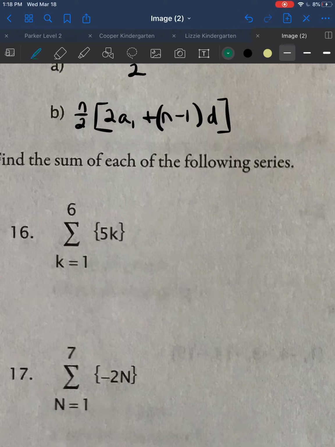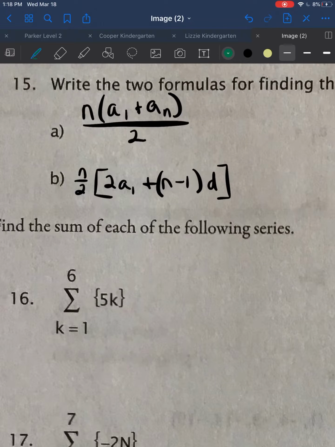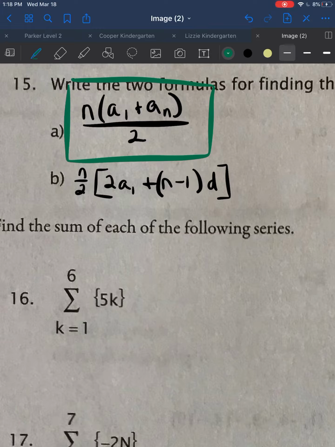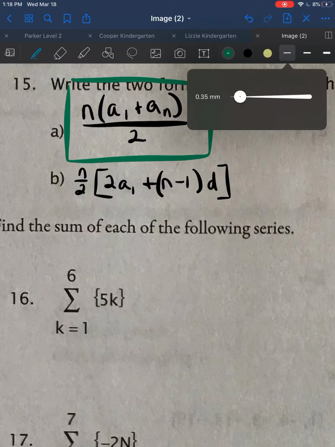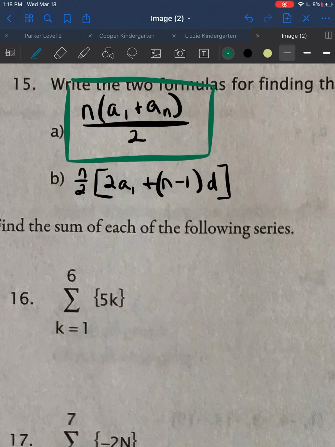Okay, number 1, I'm going to start by using this formula up here. This is where I'm going to base my information off of. I'm going to make my pen smaller. First, we need to know what a sub 1 is and a sub n is, so we can use the formula. This 6 up here is my n. So first we need to find a sub 1. That is the first term. So if we plug 1 in for k, that's where we're starting. If we plug 1 in for k, what is our answer going to be?